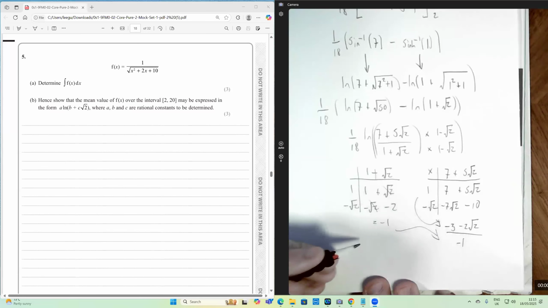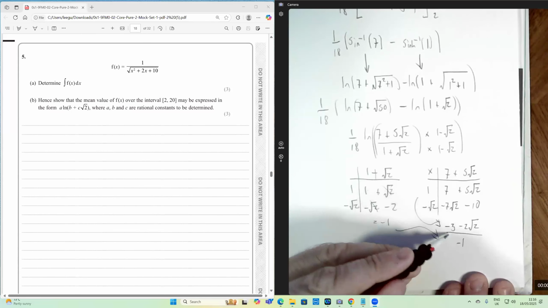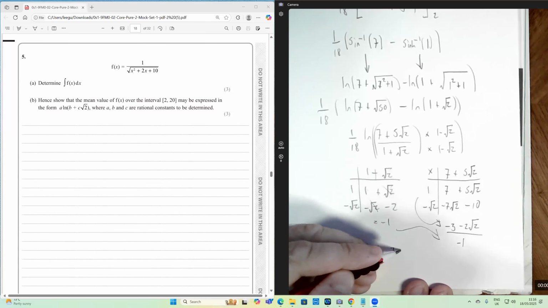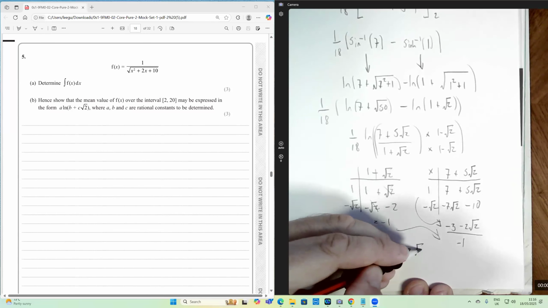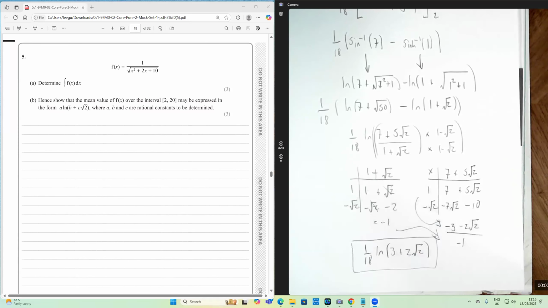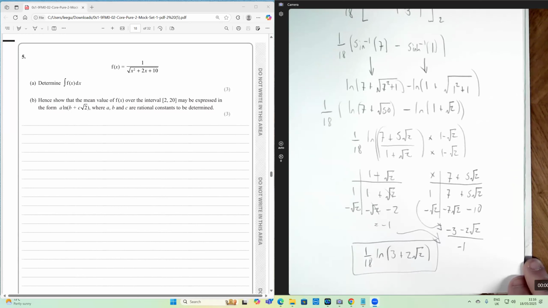The minus 1 cancels, and we have 1 over 18 ln of 3 add 2 root 2, because the minus and minus cancel. And now our answer is in the required form. And that is part B of that question done for another 3 marks. So have a quick look at that, check that that's all good. Yes, that's fine, that's correct.